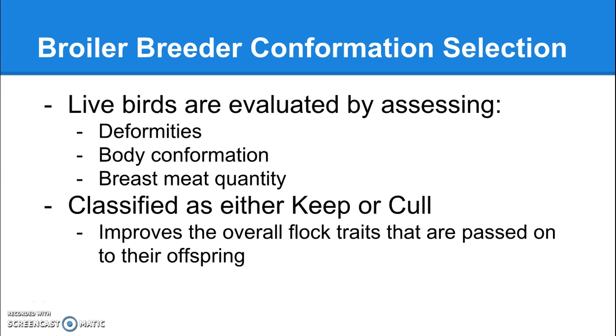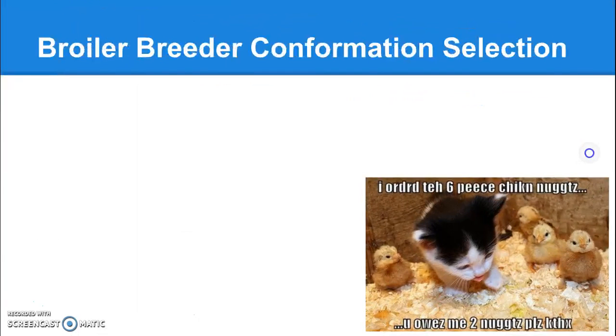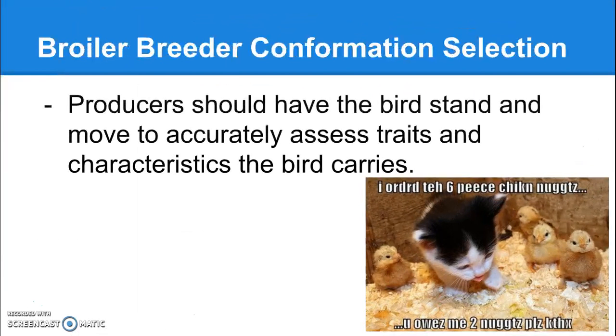So you're not going to necessarily place them in order from best to worst. You're going to classify them as, yes, we want to keep this bird in the breeding rotation, or no, we don't. And this improves the overall flock traits that are passed on to their offspring. So really, if you're going to evaluate a bird, you need to have the bird stand and also look at them move to accurately assess their traits and their characteristics.